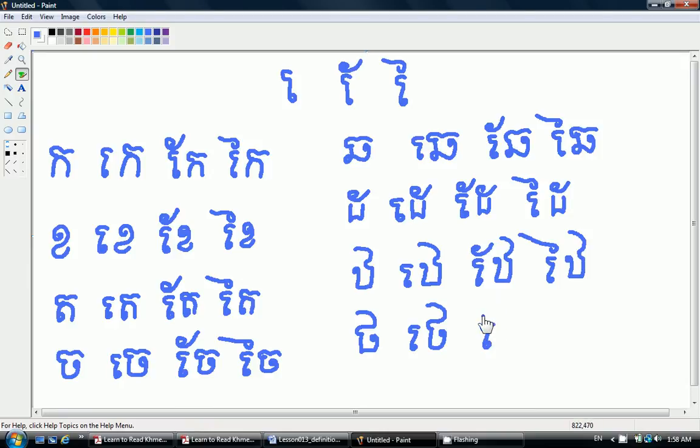This thai means to take care of or look over. Then thai. This thai is Thai people, for example.